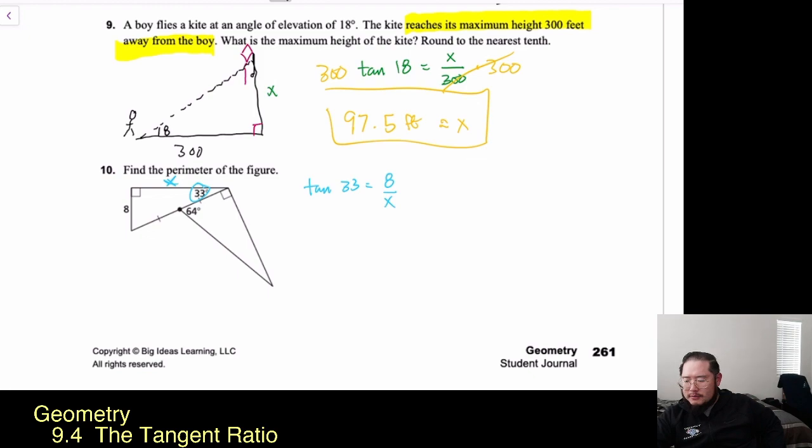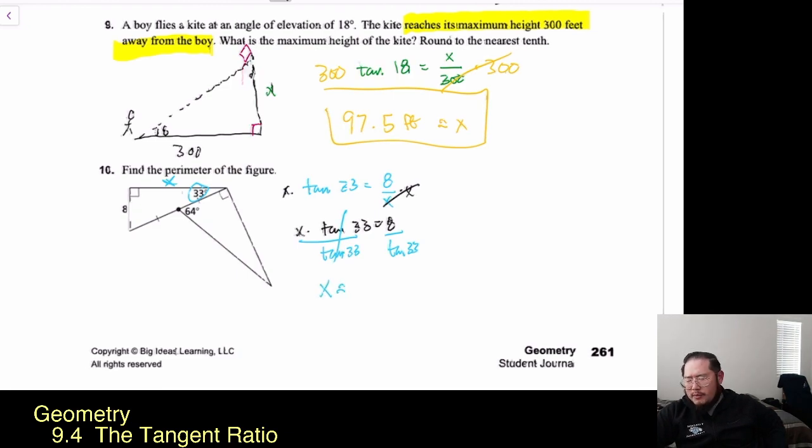All right, next up, we'll get X by itself. So we got X times tangent 33 is equal to 8, but we have to get X by itself, so we'll divide both sides by tangent 33. And that's something that we did earlier on in one of the earlier examples. That cancels out, and X is approximately 12.3. All right, so we've got one part.